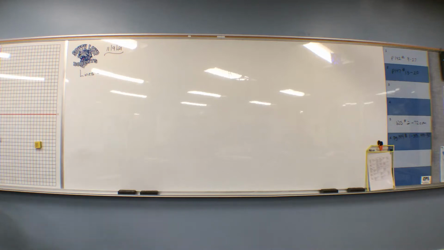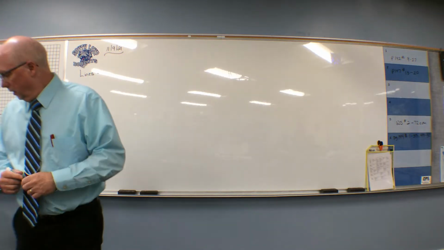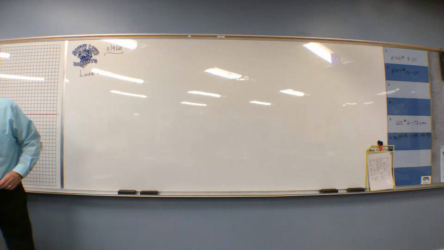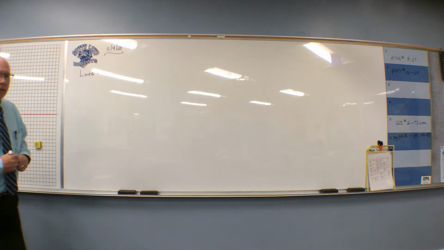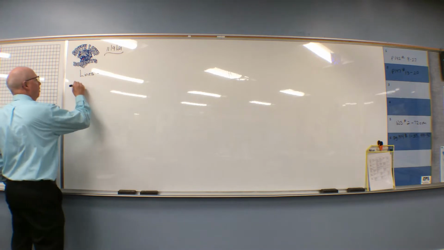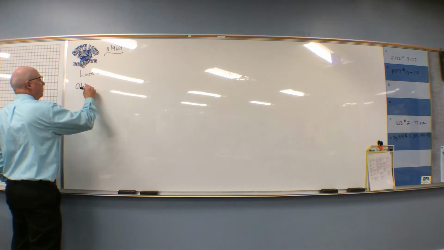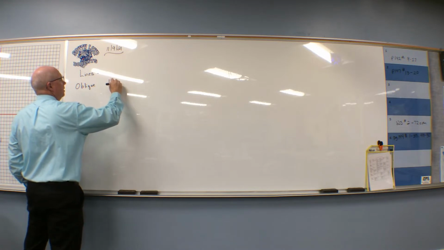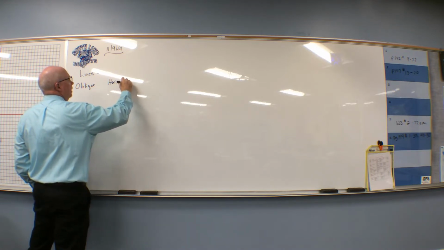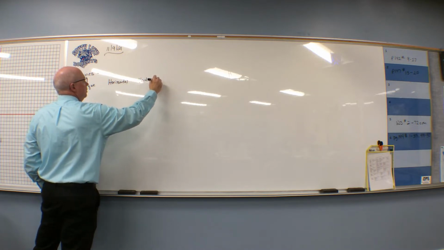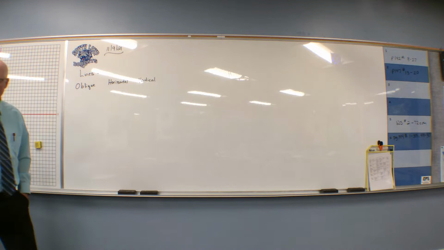So this is geometry section 2.8. Okay, it's on lines, and they are called linear equations, but we're going to focus on lines. We'll get to the linear equations in a little bit. There are three kinds of lines that we deal with. There are oblique lines, horizontal lines, and vertical lines. Okay, so those are your three lines.